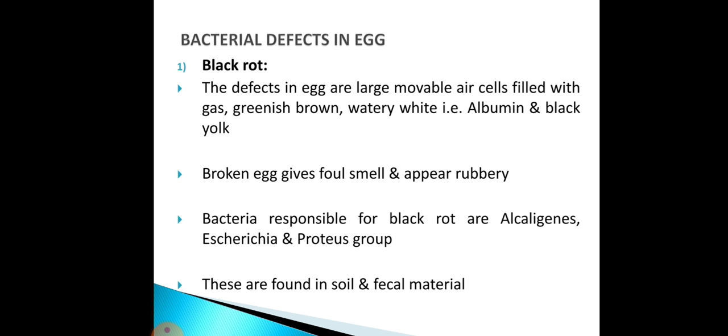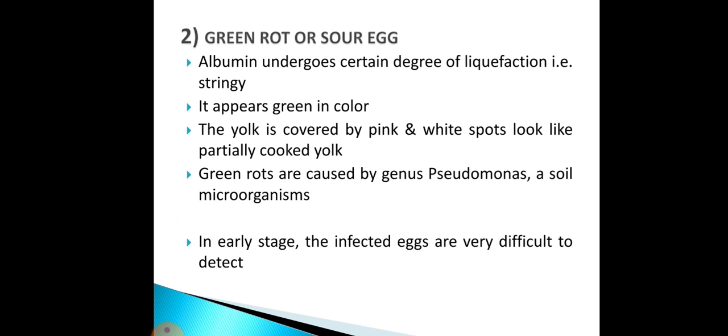Then we will discuss the bacterial defects in the egg. The first one is black rot. The defects in the egg are large movable air cells filled with gas, greenish brown watery void, that is albumin, and black yolk. A broken egg gives a foul smell and appears rubbery. Bacteria responsible for black rot are Alcaligenes, Escherichia, and Proteus group. These are found in soil and fecal material.